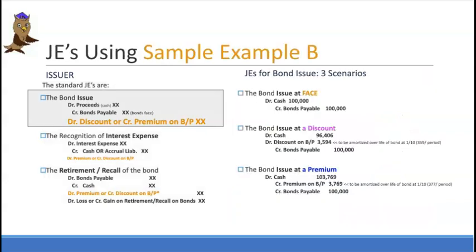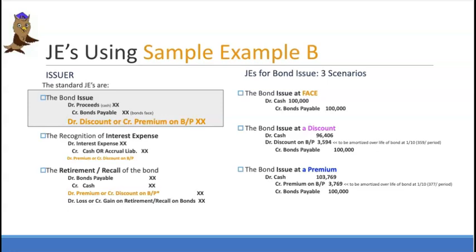With respect to the first transaction, the JE for the issuance of bonds shows a debit to the proceeds, usually cash, and a credit to bonds payable. This is the case for all three scenarios: at face, at a discount, and at a premium. The difference lies in the booking of the discount or premium accounts. Using the result from our example B, you see that in all cases there is a credit to bonds payable for the face amount of 100,000.